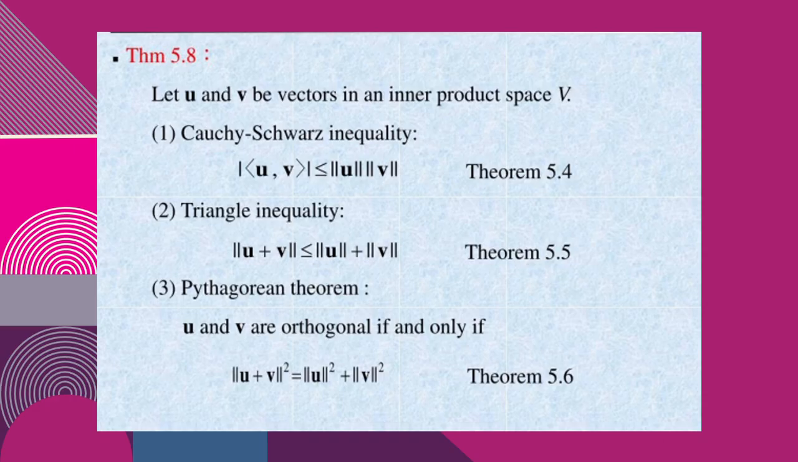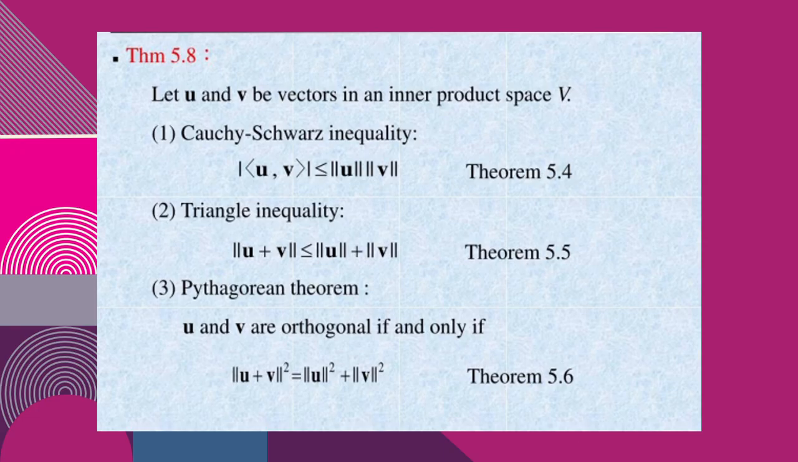This slide summarizes the three very important results for any inner product space. First, the Cauchy-Schwarz inequality says that the absolute value of the inner product of u and v is always less than or equal to the product of their lengths. This was theorem 5.4. Second, the triangle inequality says that the length of u plus v is always less than or equal to the sum of their individual lengths. This is theorem 5.5.